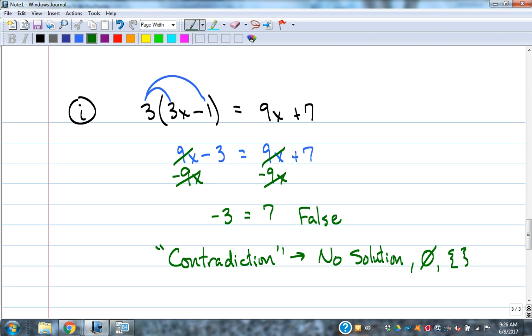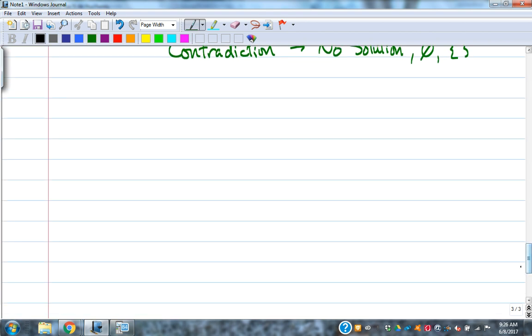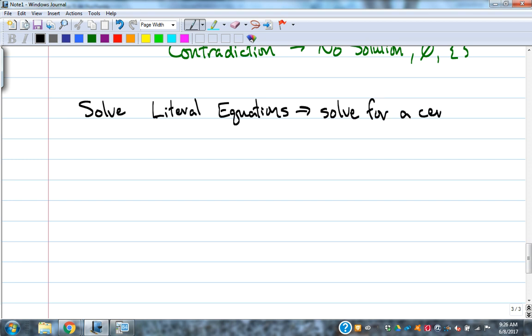Any questions about just solving regular equations? All right, next little set of things here in the same section is we're going to solve literal equations. What that means is solve for a certain variable.